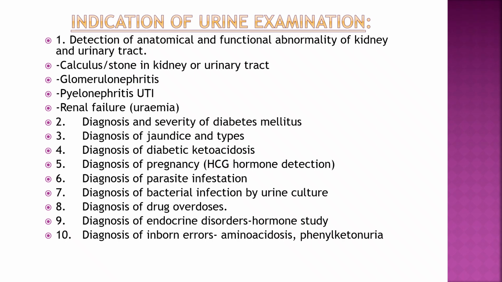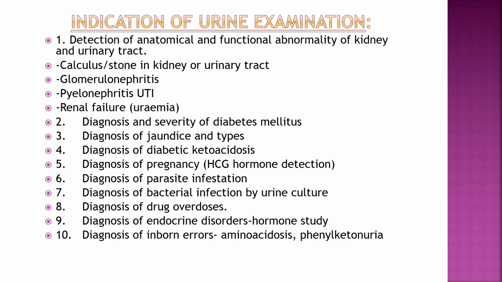Now let's see the indications of urine examination. Urine is a common part of the investigations of any patient. It is mainly for the detection of anatomical and functional abnormality of the kidney. It may be in case of a calculus or stone in the kidney or urinary tract, either in the kidney, renal pelvis, ureter, bladder or urethra. Then infections of the kidney like glomerulonephritis, pyelonephritis, urinary tract infection, or renal failure. In these, urine examination is important.